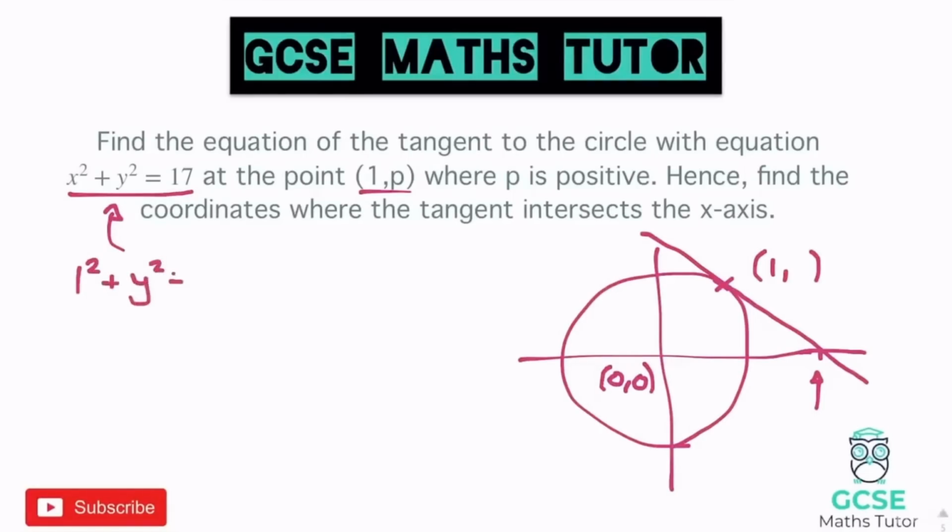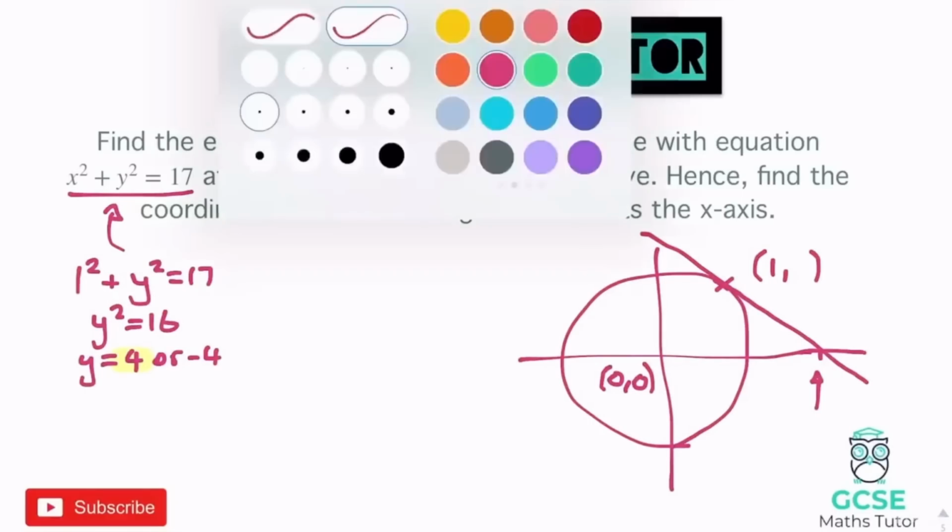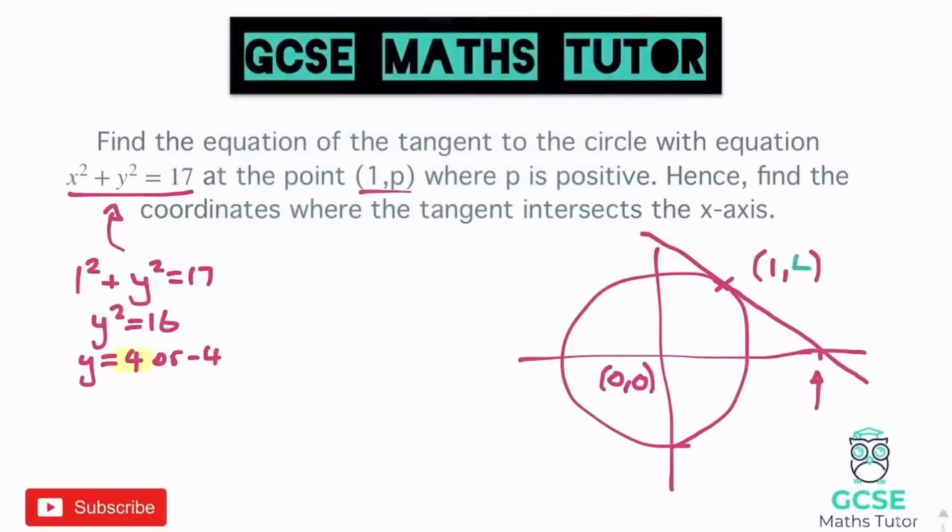And that equals 17. And if we solve that, so take away 1 from both sides, the 1 squared, we get y squared equals 16. And then the square root of that to get y. y is going to equal either 4 or -4. Now it says that p is positive, so it's got to be the positive 4 there. Again, if it didn't tell us that p was positive, we'd have to have a diagram to know whether it was there, otherwise it could be either. But in this case, it does say p is positive, so p is 4. So there we go, we've got our coordinate for y there, 4.